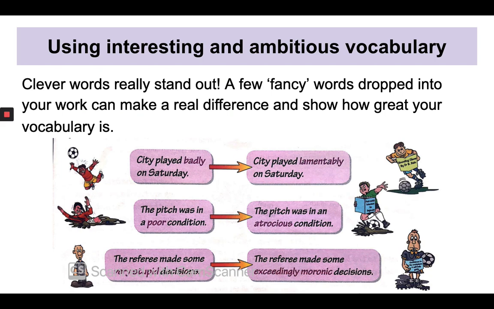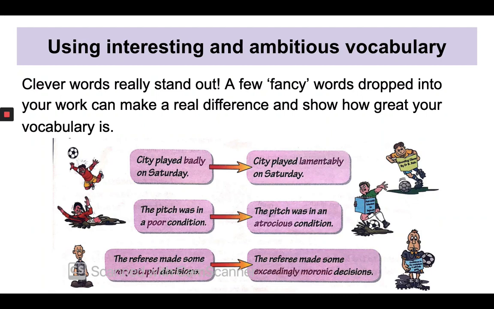So if you look at these examples, the first one: City played badly on Saturday. That adverb could easily change from badly to lamentably, and you go, ooh, that's an interesting word they've used there. The same thing with the adjective in the second example: the pitch was in poor condition. It's okay, but you could say the pitch was in an atrocious condition. Still means the same thing, it just means it is in an absolutely horrible state.